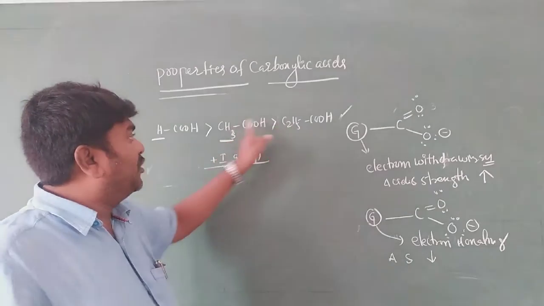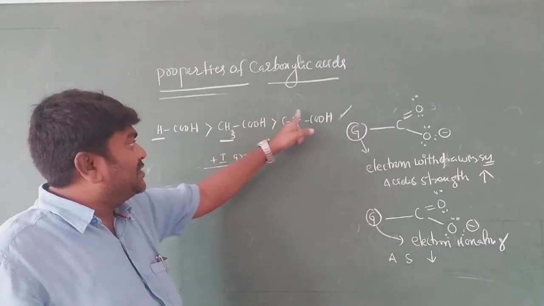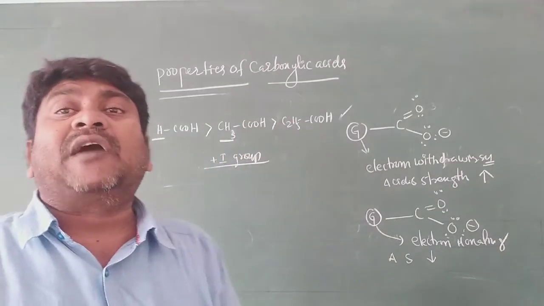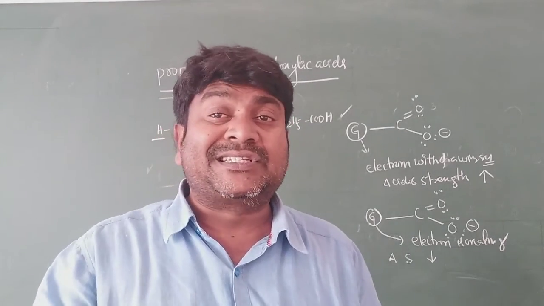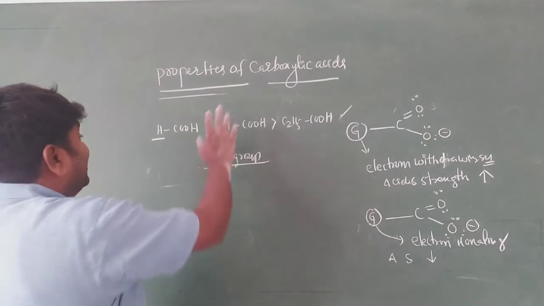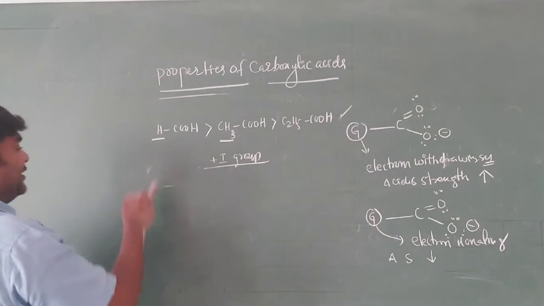Both are plus I effect groups, but this one is a stronger acid than that one, because as the number of carbon atoms increases, acidic strength decreases. That's why this is the strong acid. So it is this one.